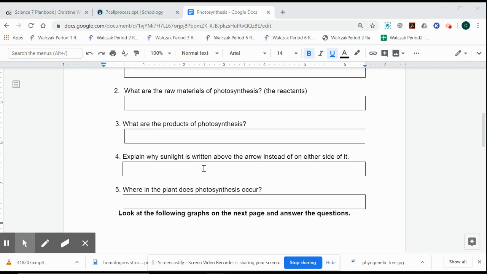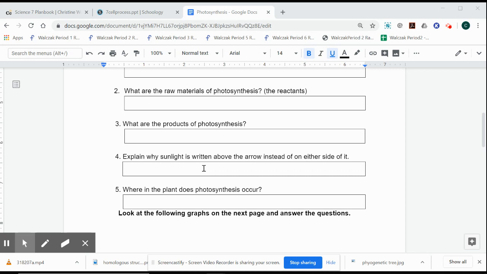Okay, so we went through this yesterday. In the universe, there are two big categories. Everything is either going to be matter or energy. So if it's not a form of matter, it cannot go on either side of the arrow in a chemical equation. Since sunlight is a form of energy, we can't put it on either the product or the reactant side, even though it needs to be there in order for the reaction to go.